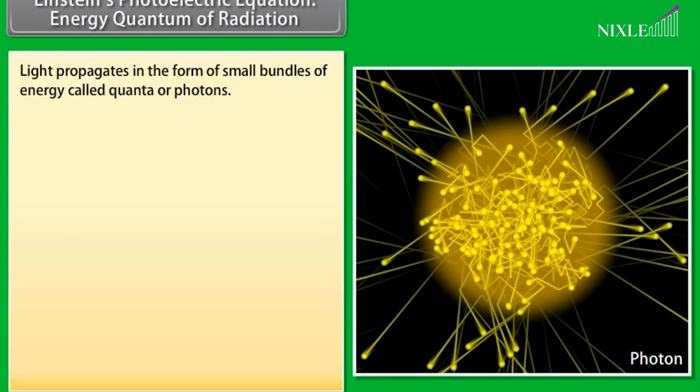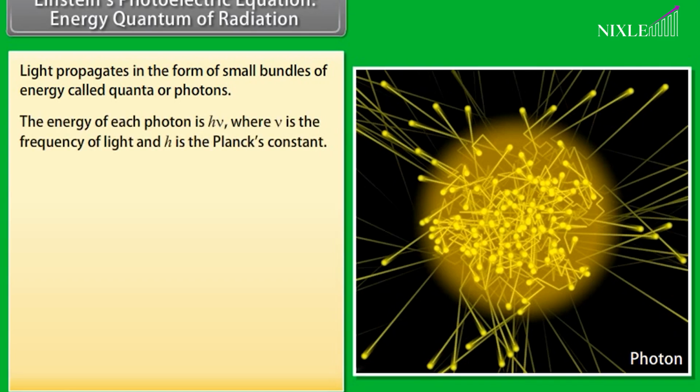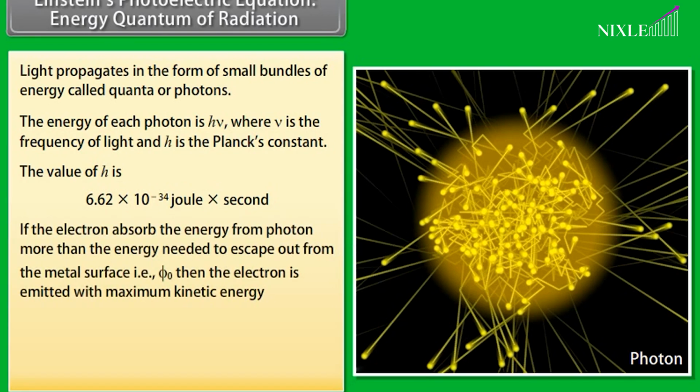If the electron absorbs the energy from photon more than the energy needed to escape out from the metal surface, that is phi 0, then the electron is emitted with maximum kinetic energy Kmax, which is equal to h nu minus phi 0. This equation is known as Einstein's photoelectric equation. Important points. For the emission of electron from metal surface, h nu greater than phi 0. This shows that greater the work function phi 0, greater the threshold frequency needed to emit the electron.